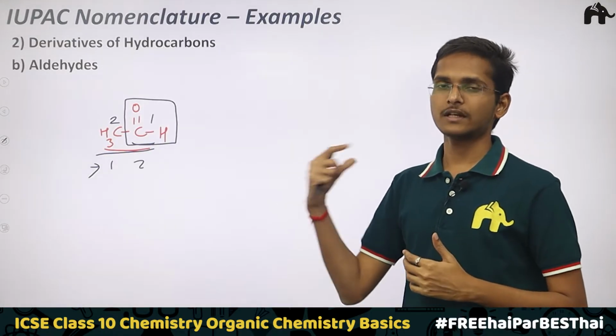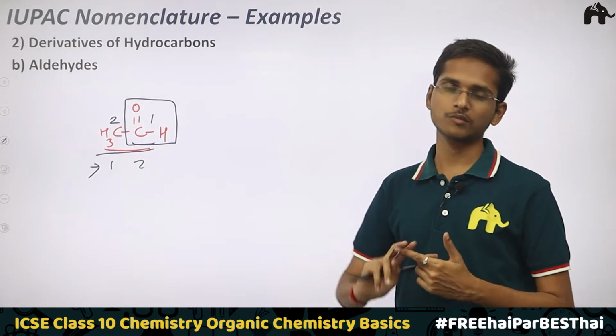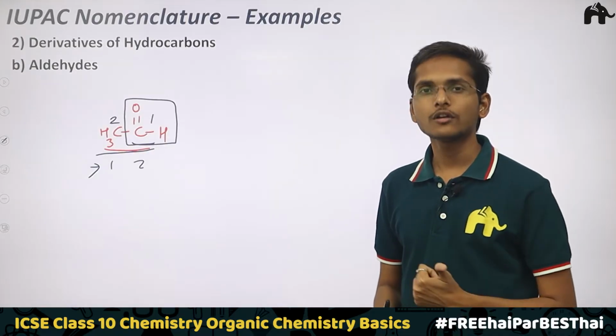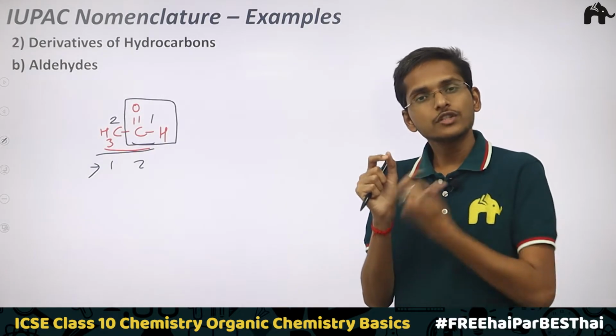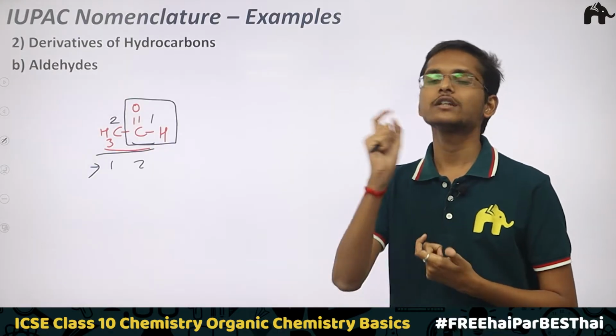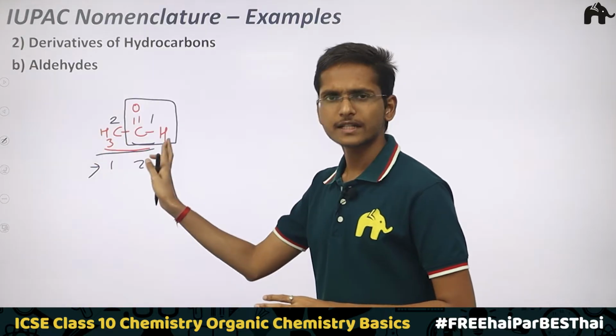If it is an aldehyde functional group, the carbon atom of the functional group must get the lowest possible number. If it is an alcohol functional group, the carbon atom to which the functional group is attached should get the lowest possible number. Now here this numbering is correct.